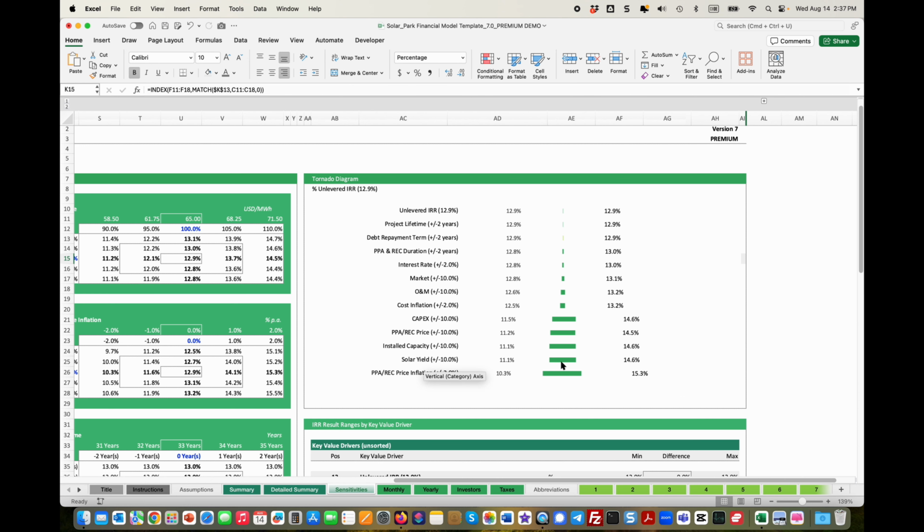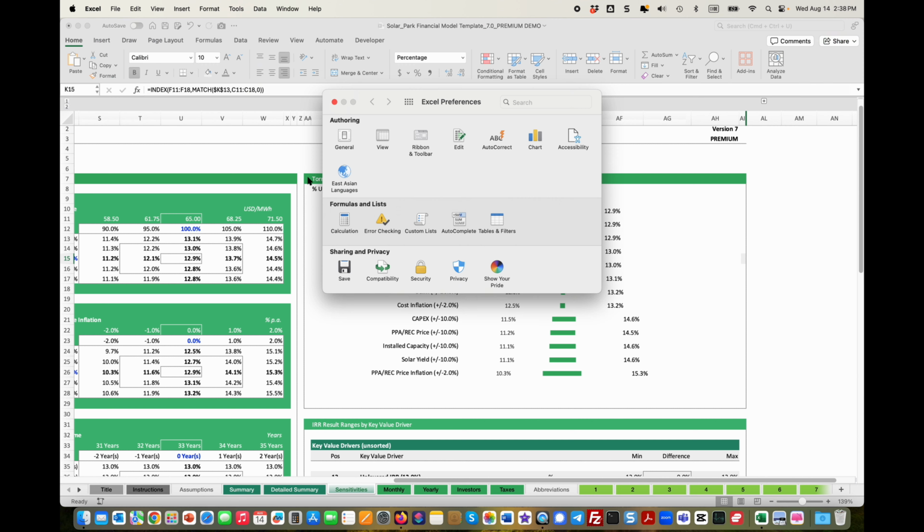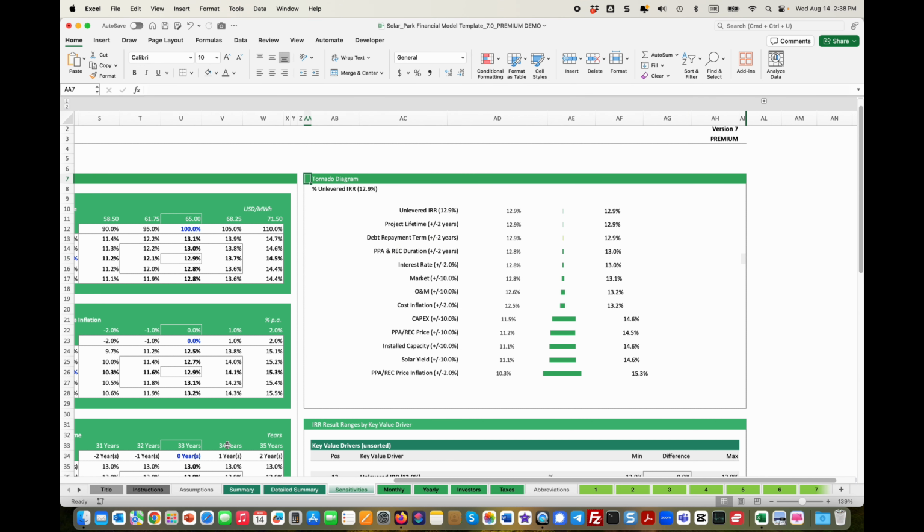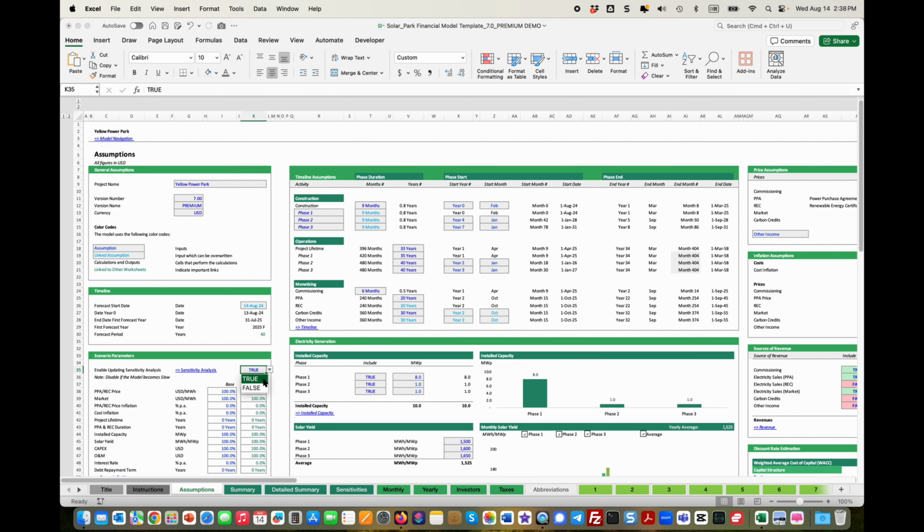And you see then also that solar yield plays a crucial role, the installed capacity, the price for the PPA, the CAPEX, cost inflation, O&M, market price, and so we can have another perspective and basically learn which parameters in this model have the highest impact on the IRR. So let me disable the calculation again so that the model doesn't slow down, and also I switch this setting back.